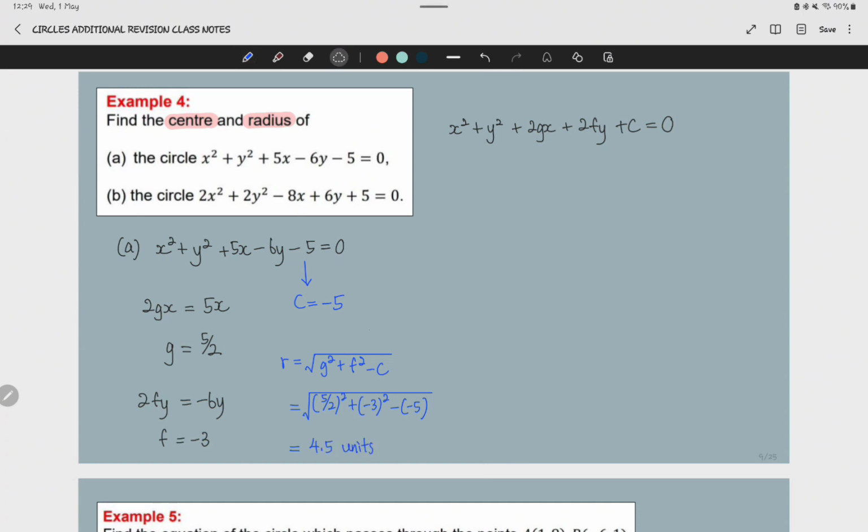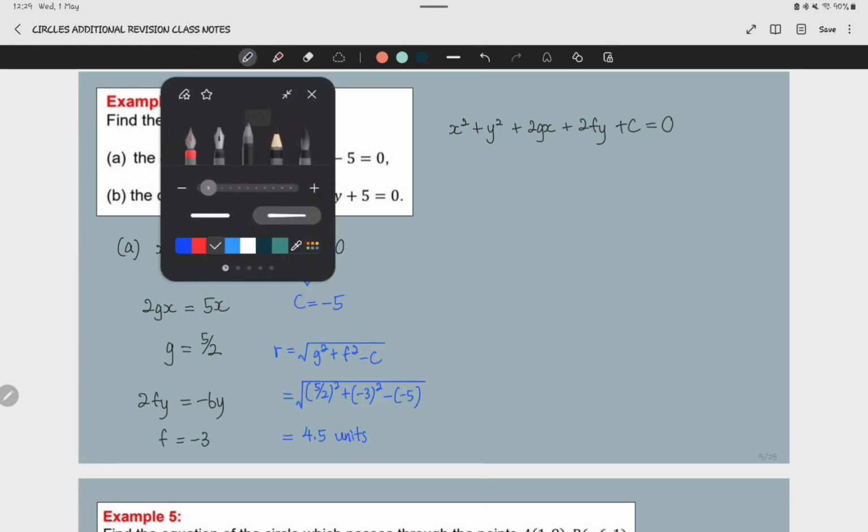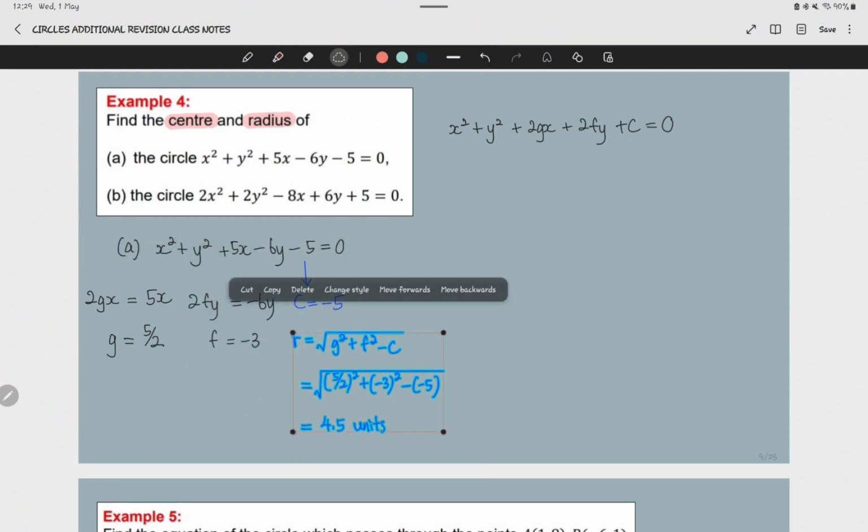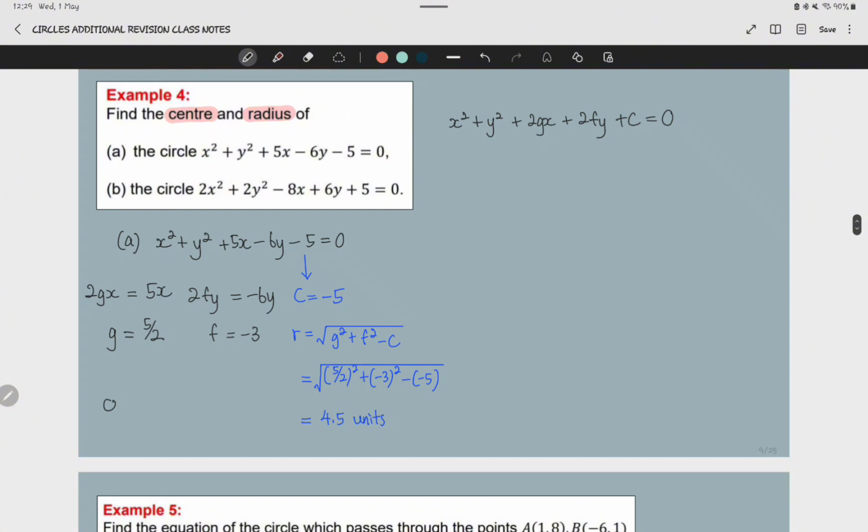So did I finish answering the question? No, I only found the radius. Where's the center? Remember back how to find the center. When you are finding the center, you are referring to the g and the f values. You are referring to your girlfriend, if you have one. If not, never mind. Single is best. Okay, so you are referring to your g and f. Remember, your center is it (g, f)? No, it's (negative g, negative f).